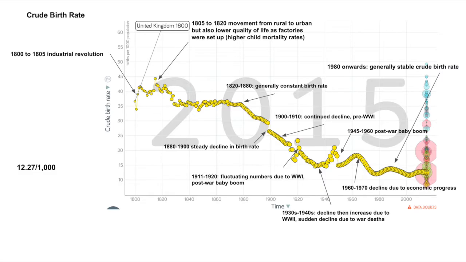According to this graph, there are only 3 big increases, which are 1800 to 1805 due to the Industrial Revolution and urbanization, and the other 2 for the 2 baby booms after the 2 world wars. And it can be seen that the birth rate today is getting much lower compared to the 1800s, and it has a trend to go even lower.